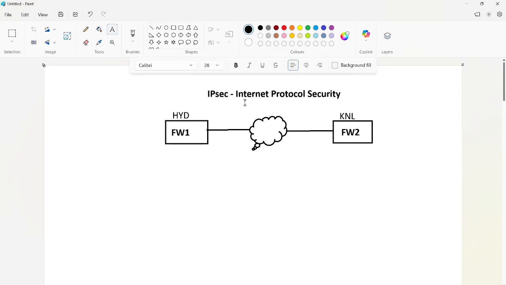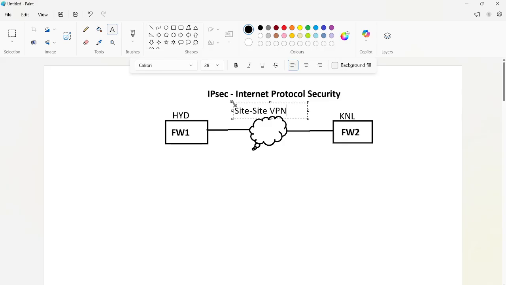IPsec means Internet Protocol Security, which works on layer 3. Before IPsec, there was no security on our L3 traffic. So in order to provide security on L3 traffic, they introduced IPsec. This IPsec will work between sites. We can also call IPsec a site to site VPN.